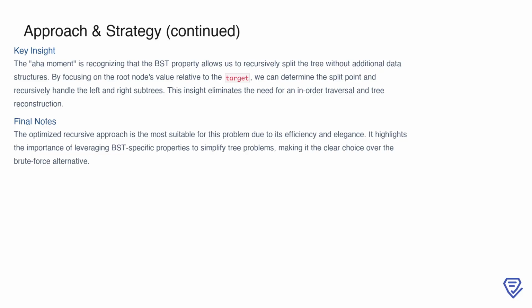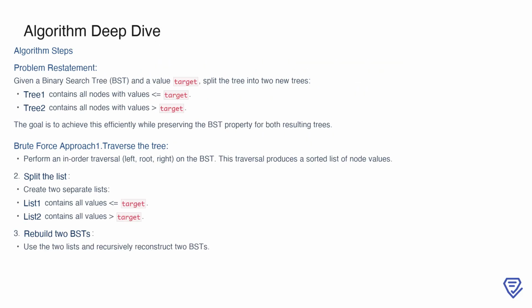By avoiding unnecessary operations and directly working with the tree structure, this approach highlights the importance of understanding the underlying properties of the data structure being used. Overall, it's the clear choice over the brute force alternative, offering both practical and theoretical advantages in solving the split BST problem. To begin, the problem requires us to split a given binary search tree, or BST, into two separate trees based on a target value.